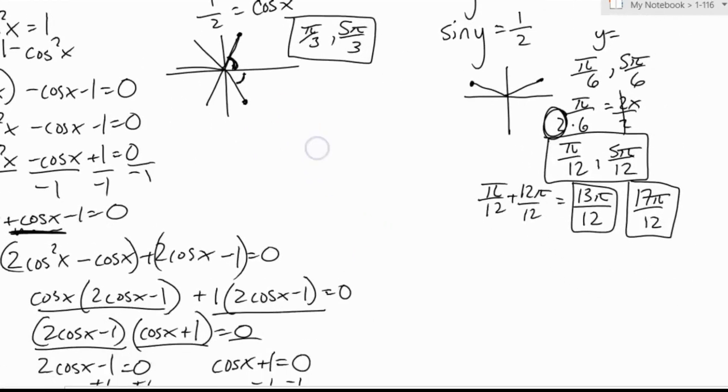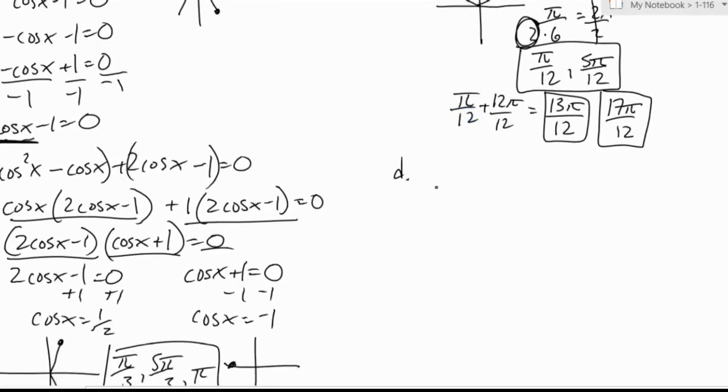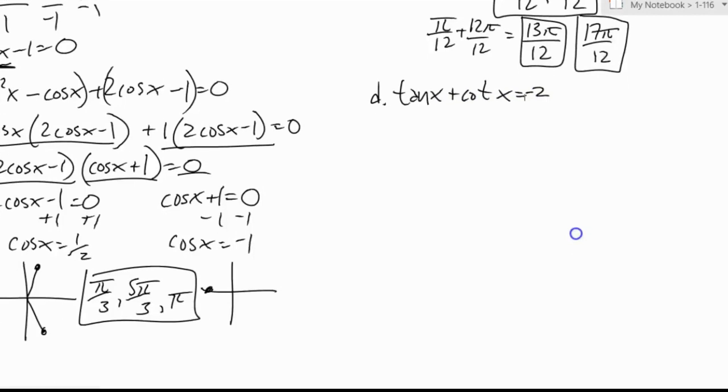Then part D, tangent plus cotangent equals -2. Okay, so I'm going to see if I can put this in terms of sine and cosine because that's a little bit easier for me. So it's sine over cosine plus cosine over sine is equal to -2. I have a fraction plus a fraction, and I don't really see anything I can simplify right now, so I'm going to go ahead and get a common denominator and see if that helps me.